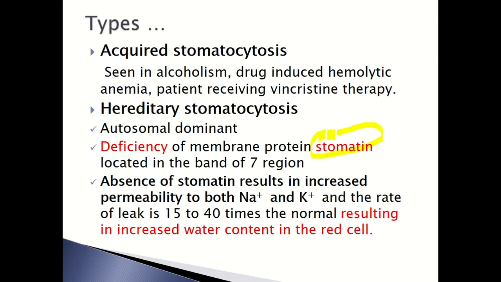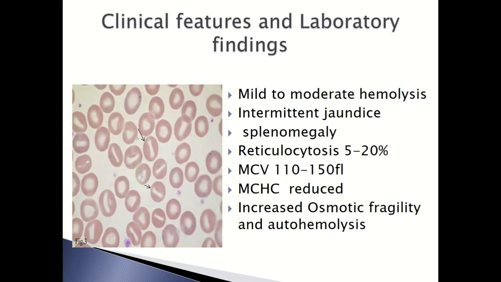So far we have learned spherocytosis, deficiency of protein, elliptocytosis, and now stomatocytosis. And a very important thing, there is cell swelling, because absence of this protein stomatin increases permeability to both sodium and potassium, which in turn leads to increased water content within the cells, and thus such a central slit-like area, right? These are the stomatocytes. So mild to moderate hemolysis is there, intermittent jaundice, splenomegaly, reticulocytes slightly higher, MCV gets higher but MCH gets reduced, again increased osmotic fragility. So these are the findings of hereditary stomatocytosis.